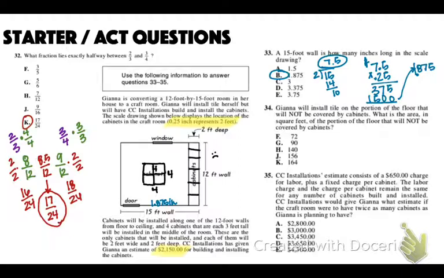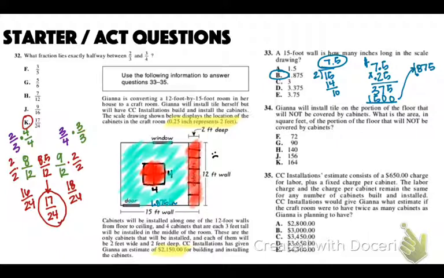Okay. So for this one, Gianna will install tile on the portion of the floor that will not be covered by cabinets. What is the area in square feet of the portion of the floor that will not be covered by cabinets? So we need to figure out what's not covered by cabinets. So this right here is all covered by cabinets. This is all covered by cabinets. So it's all of this other stuff that is not covered by cabinets. Okay, so we need to figure out what is that other stuff.